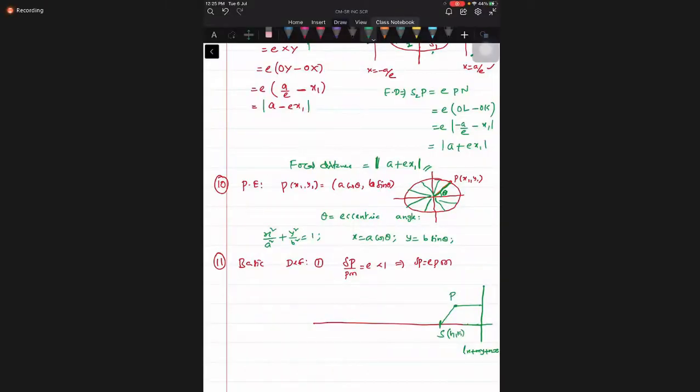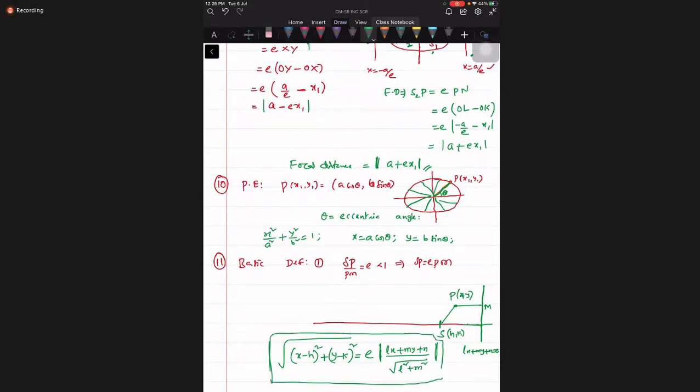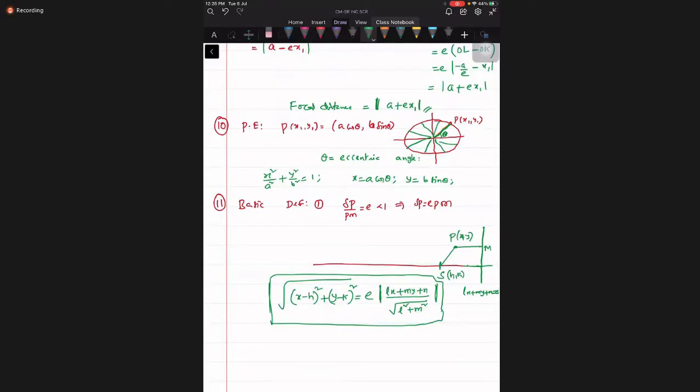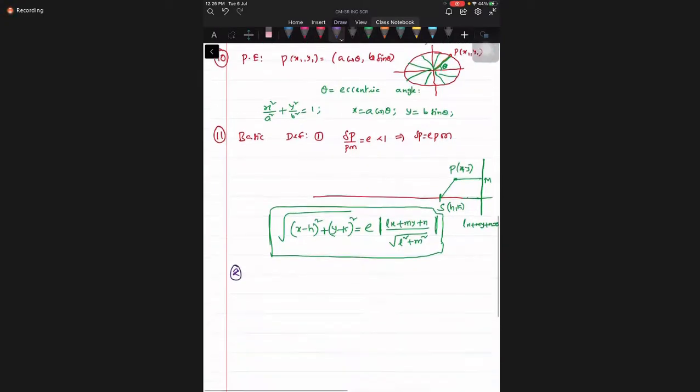Now, if H, K is the focus and the directrix is Lx plus My plus N equal to 0, then what is your definition, students? Square root of x minus h the whole square plus y minus k the whole square equals E times Lx plus My plus N divided by square root of L square plus M square. It is the basic definition only, not a new point.